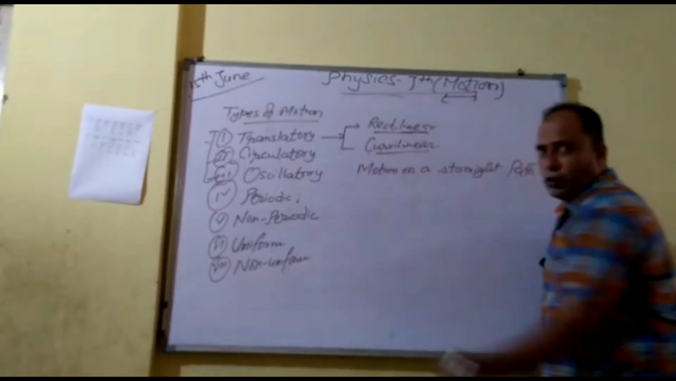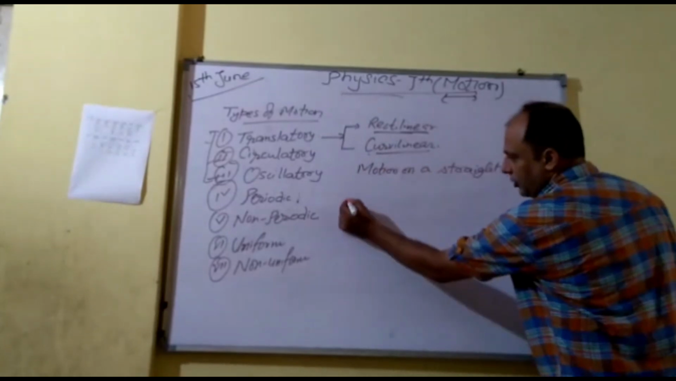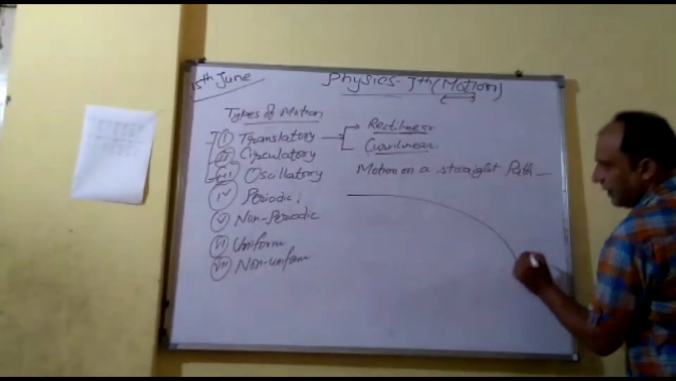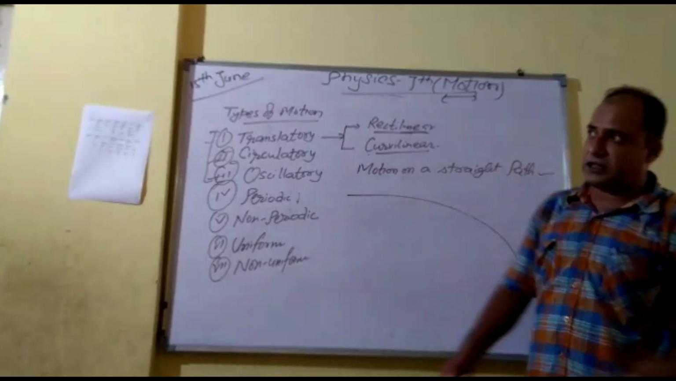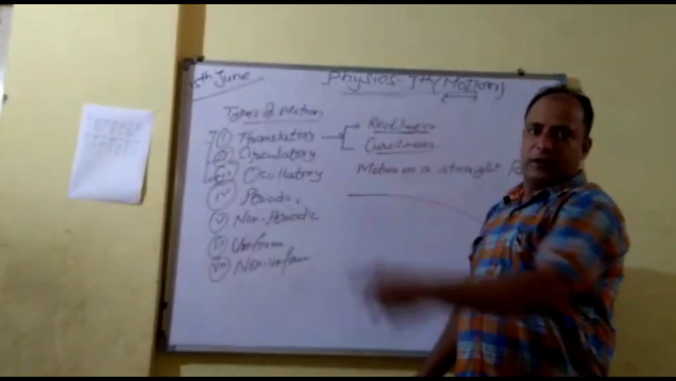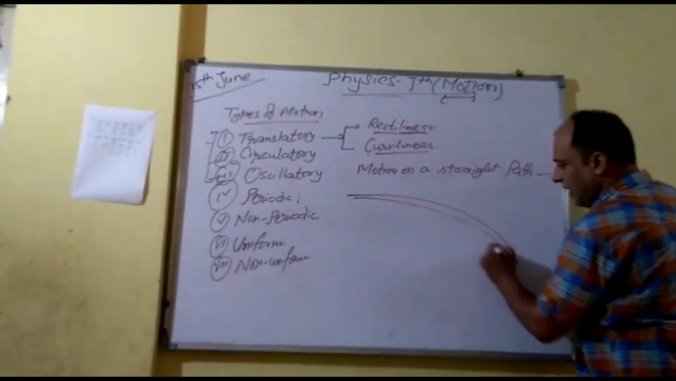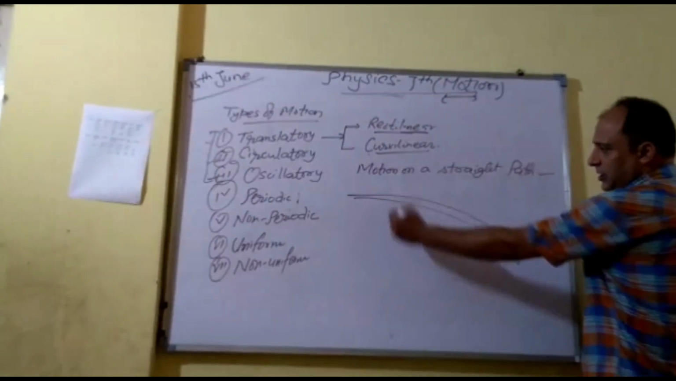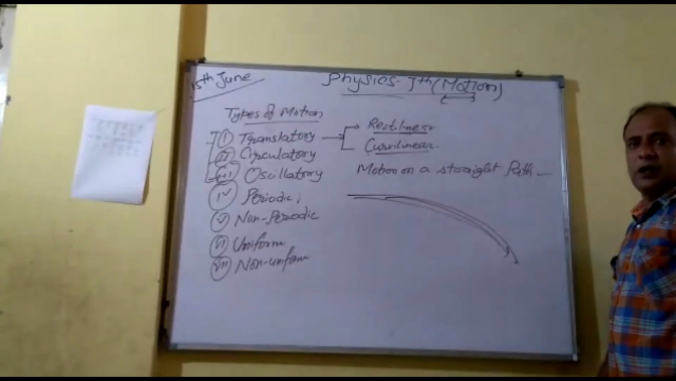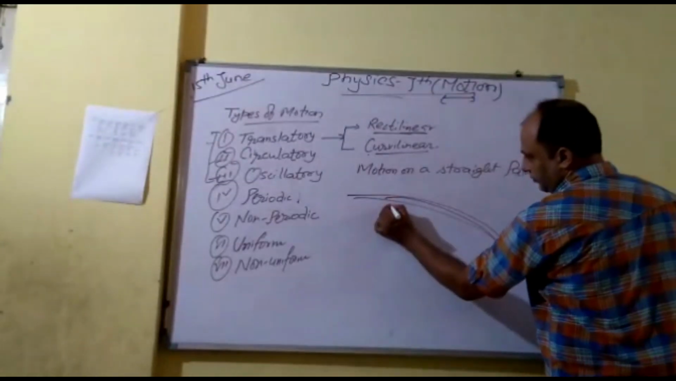Suppose you throw a stone. You will say, sir, I threw it straight. But it is not straight. It always moves in a curved path like this. It looks like a straight path, but it is not straight. So this type of motion is called curvilinear motion.